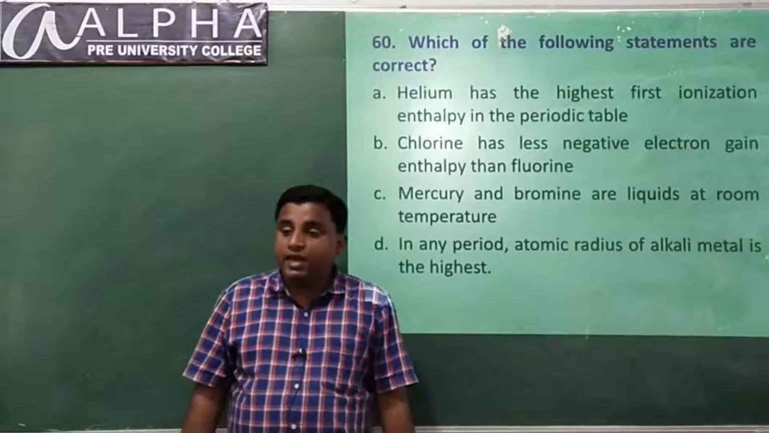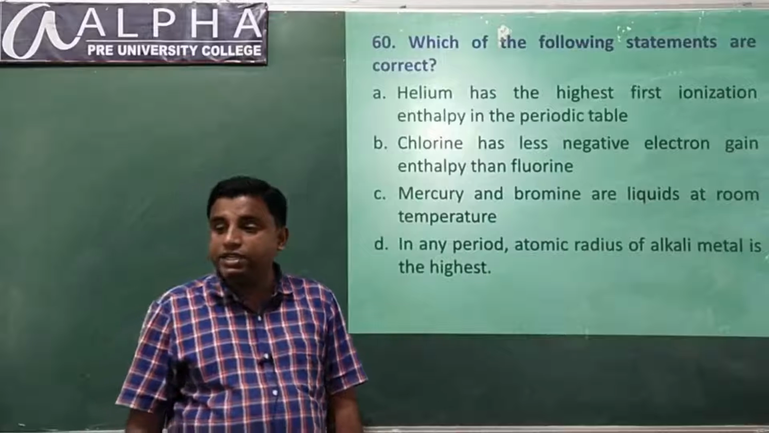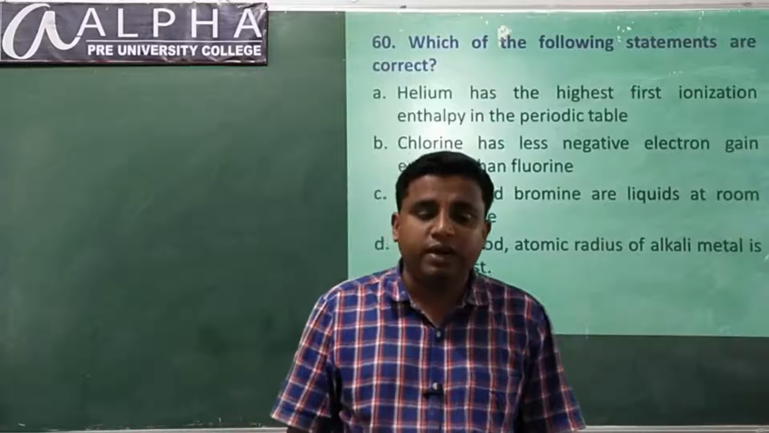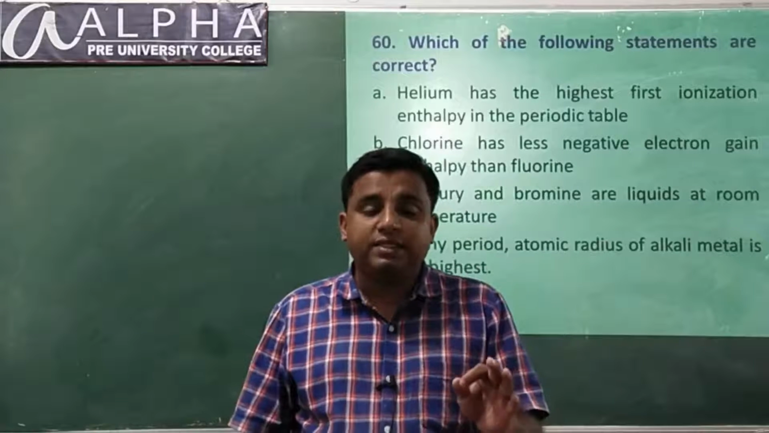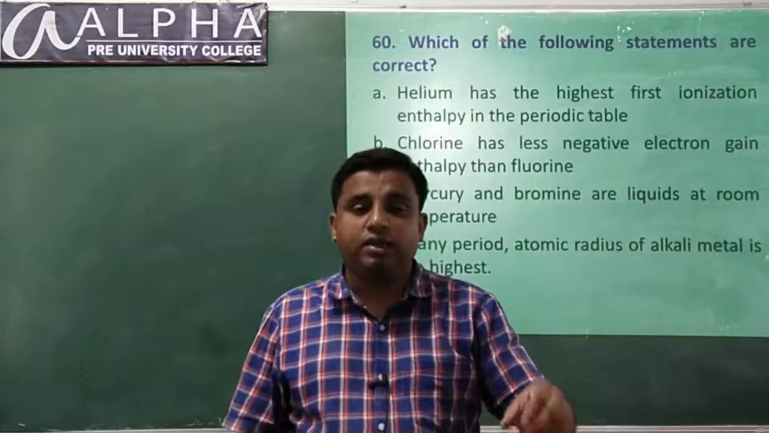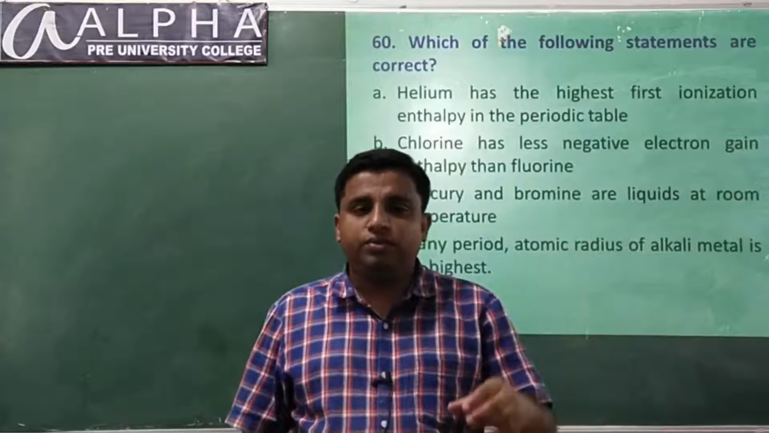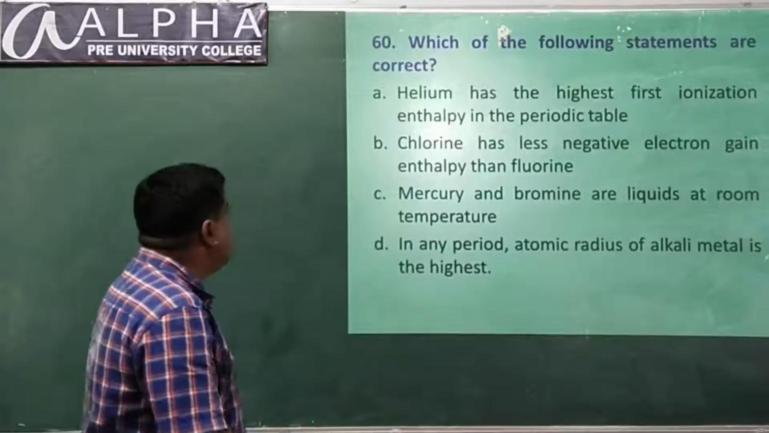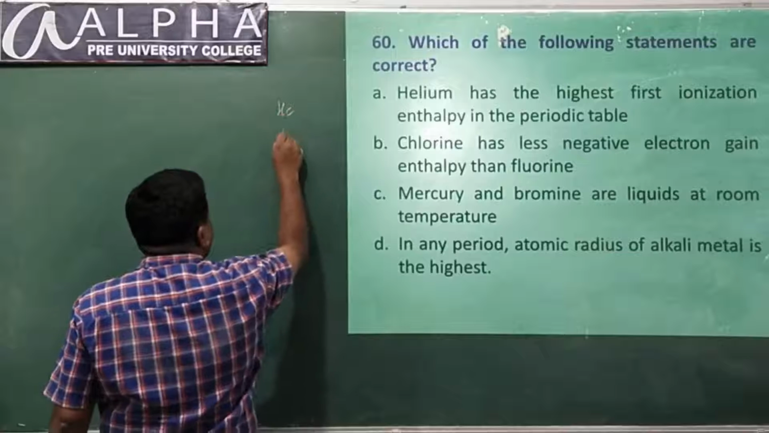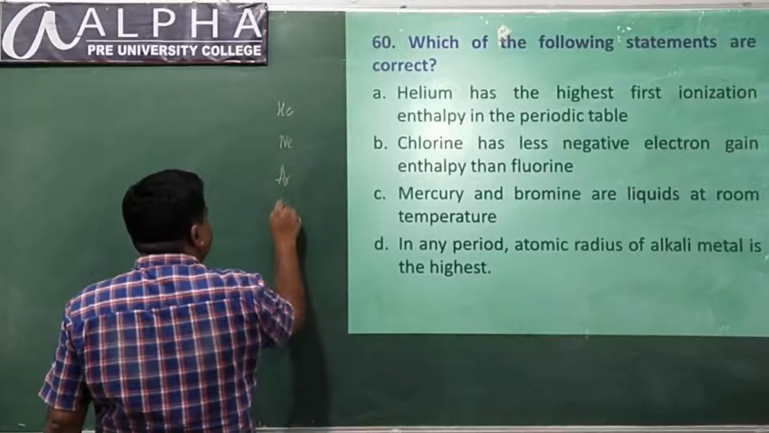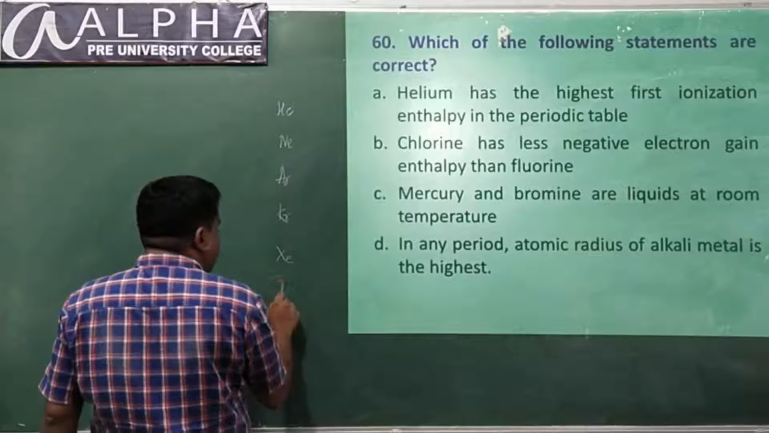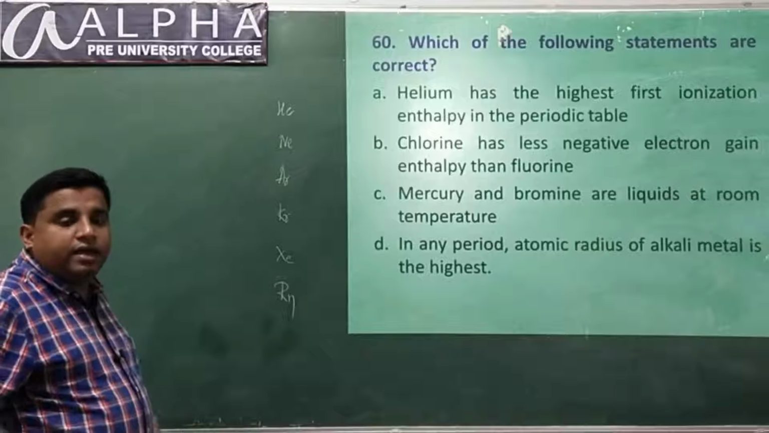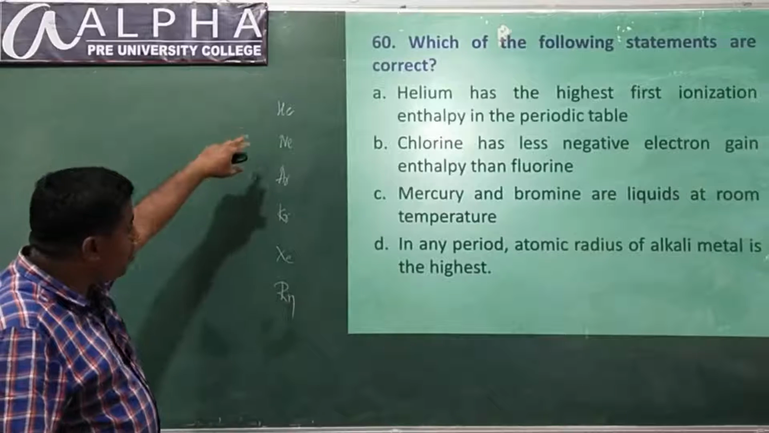Helium has the highest ionization enthalpy in the periodic table. Yeah, helium is a noble gas. Of course, noble gases have extremely high ionization enthalpy, the highest of all other elements in the periodic table. Noble gases means helium, neon, argon, krypton, xenon and radon.